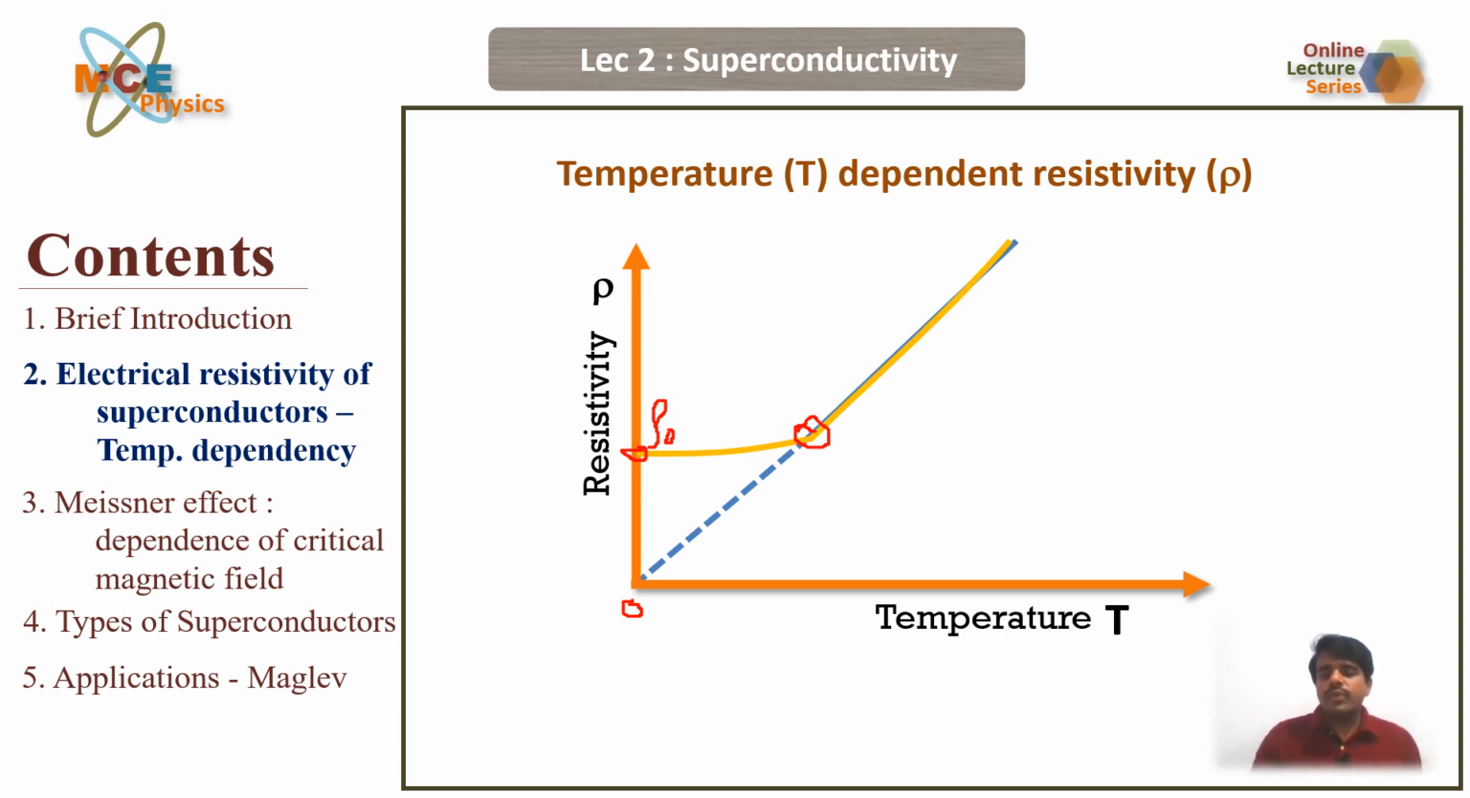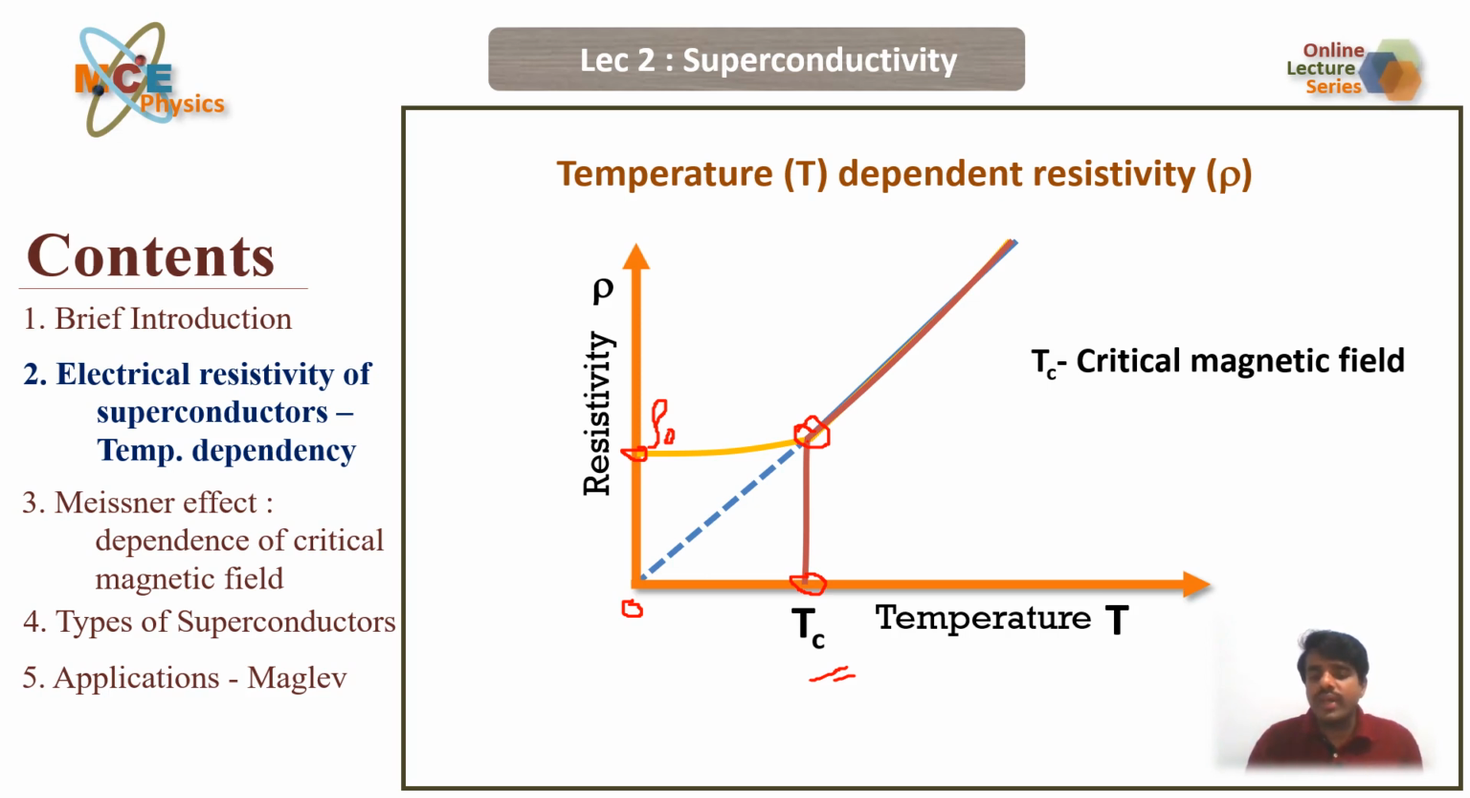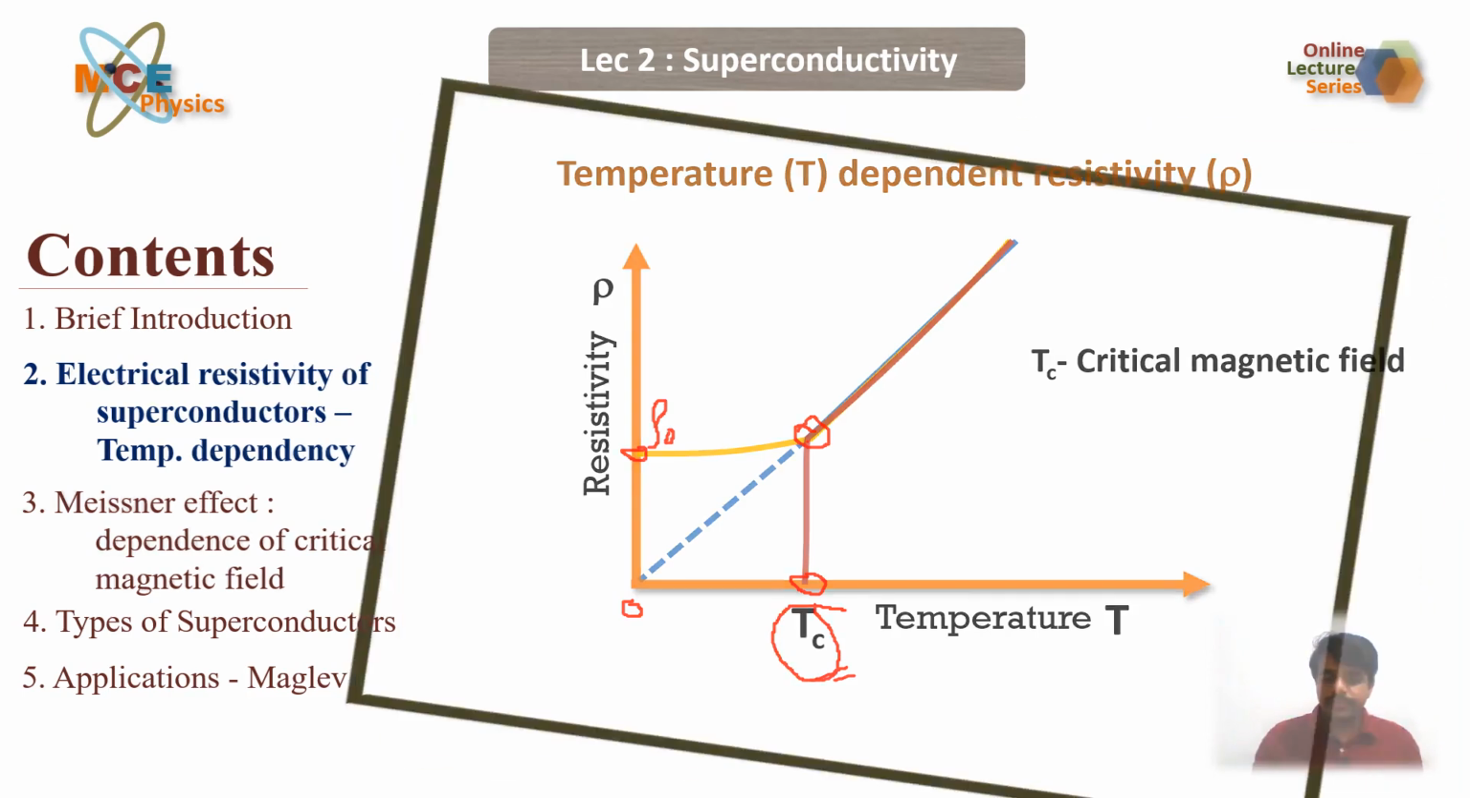But if you consider a superconductor and bring down its temperature, then practically what will happen is like this. After crossing this particular point, it will not be gradual. Abruptly, the resistivity value will come back to 0. This particular point on the temperature axis is called the critical temperature or transition temperature. This is a very important parameter while defining superconductors.